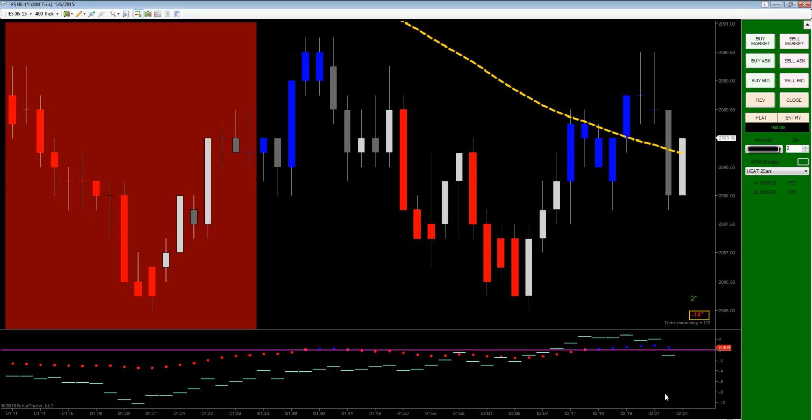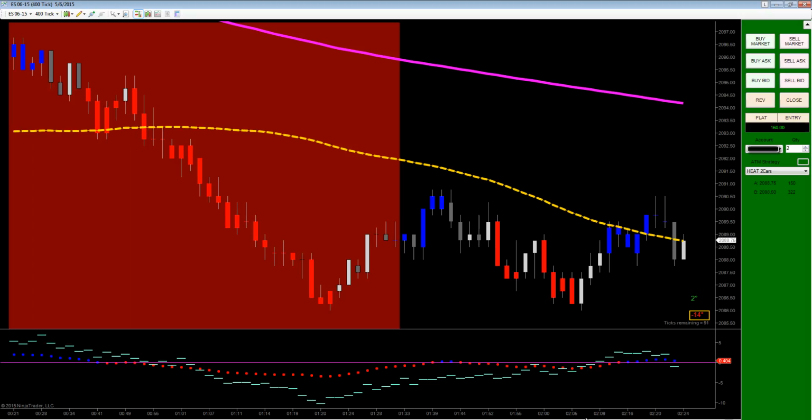Just have to wait. That's part of the Panda Heat, is just waiting for the signals to develop. So some people like to say you get paid to wait, and that's exactly what we do here. We take the trades as they present themselves, and that's what we're doing. We're just waiting. A lot of patience required in this.